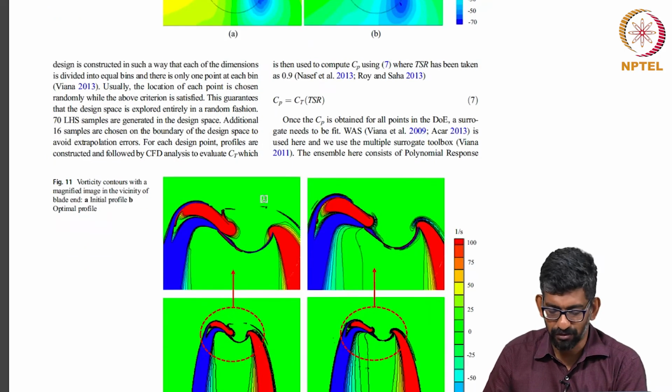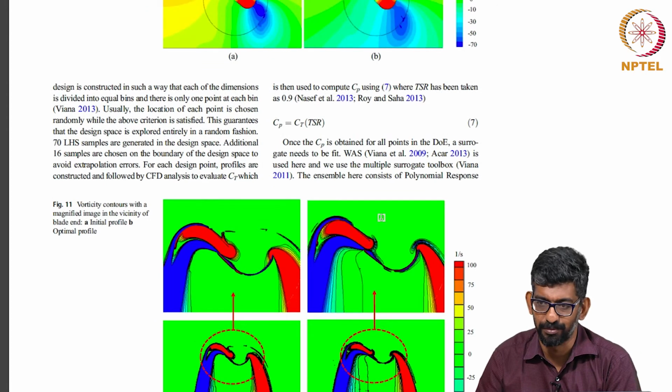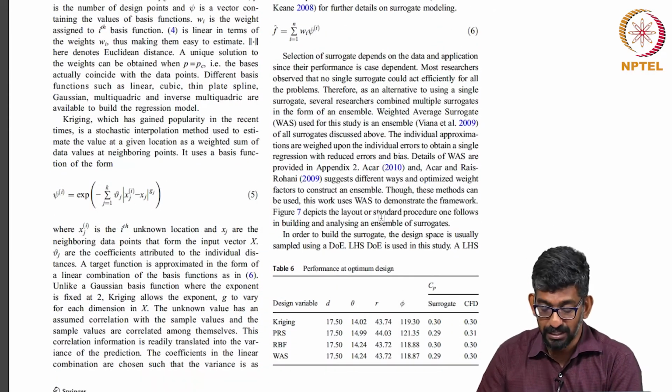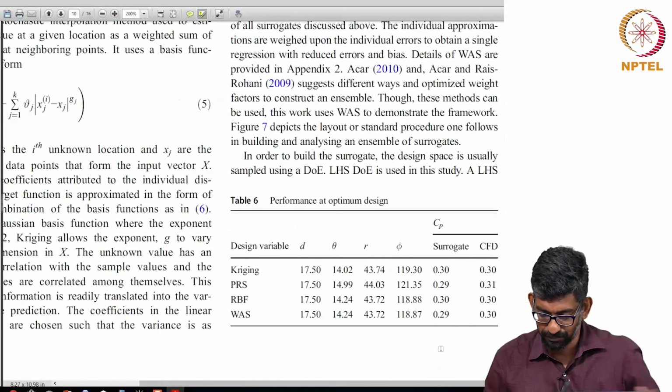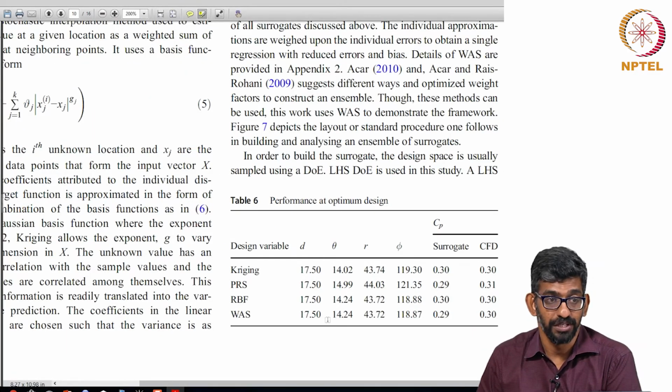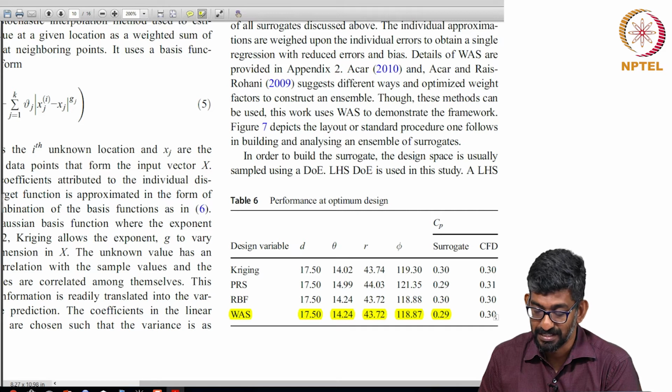Okay. And then of course, we have the vorticity contours and all that, and we have justifications on why the optimal design is really good. But that is not the focus here. We are interested probably in this case here. Okay. So, what we did is we took the VOS, we ran the CFD simulation and the surrogate simulation. At this point, the surrogate chooses these numbers as the optimal design variables, and it gave me 0.29 as the CP.